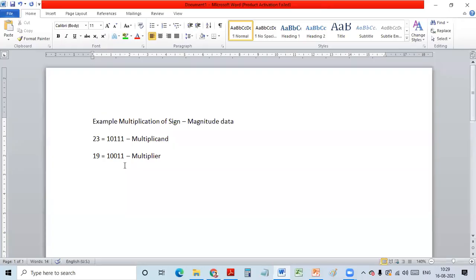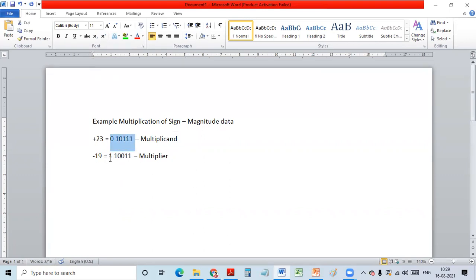Let us suppose our numbers are plus 23 and minus 19. Plus 23 means positive, so the sign component is 0. Minus 19 is negative, so the sign bit is 1, right? Since the data is represented in sign magnitude form, this is how we have to convert it into binary. Am I clear?